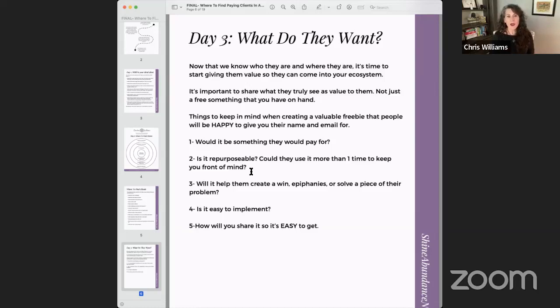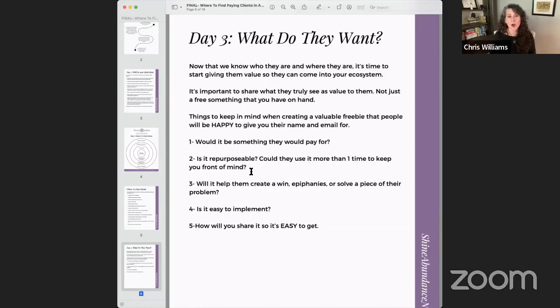We also want to think about when we're creating a valuable freebie. Some people refer to these as lead magnets. I honestly hate the word lead. I don't know about you, but we need a different name for that. So I typically call it free value, or a free offer, that I can use to bring people into my ecosystem, because lead just sounds so cold. I'm not interested in leads. I'm interested in relationships.